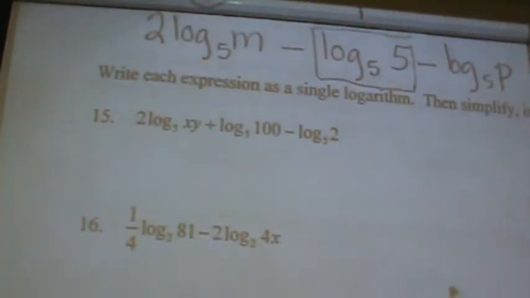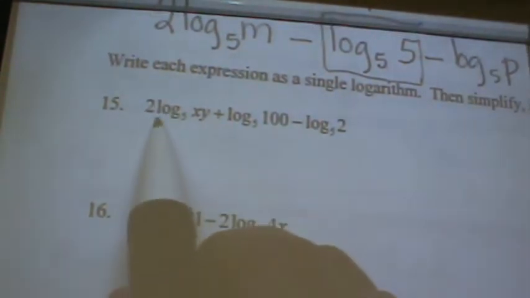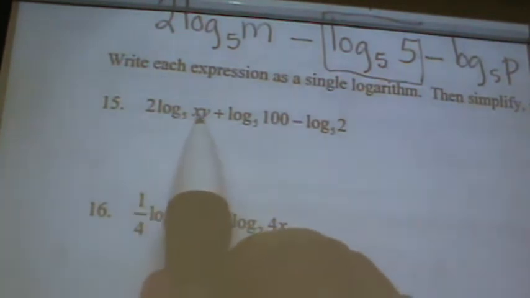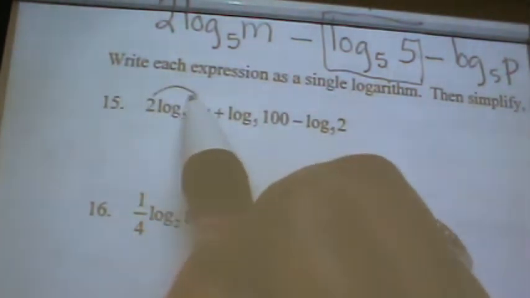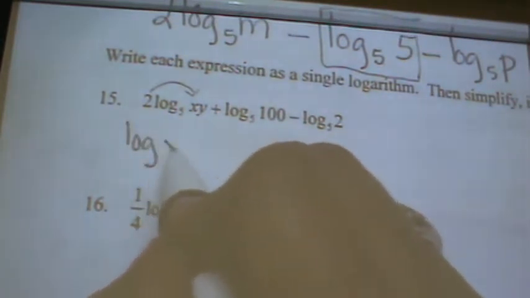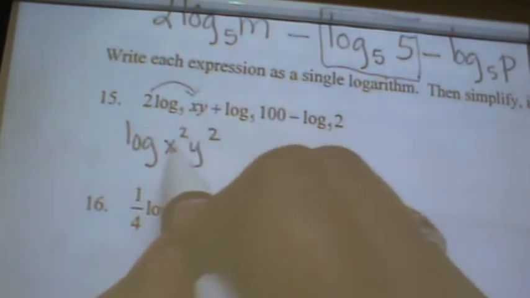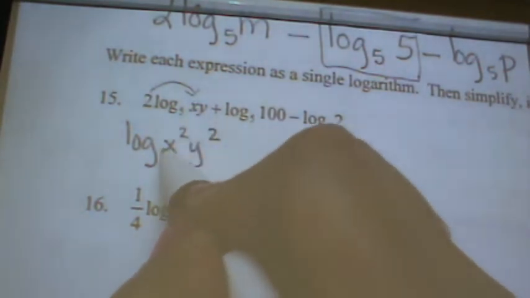Next one, number 15. Now we want to condense this. So, see this 2 right here? You are going to back this 2 up. What am I going to do with these two? Square them. So I've got the log of x squared y squared. This 2 is squaring both of these. And this is base 5.